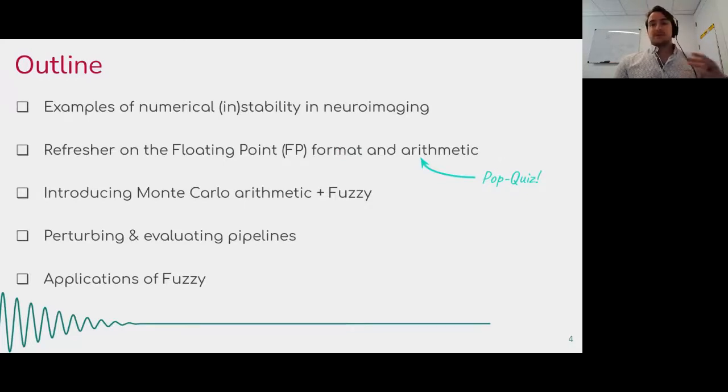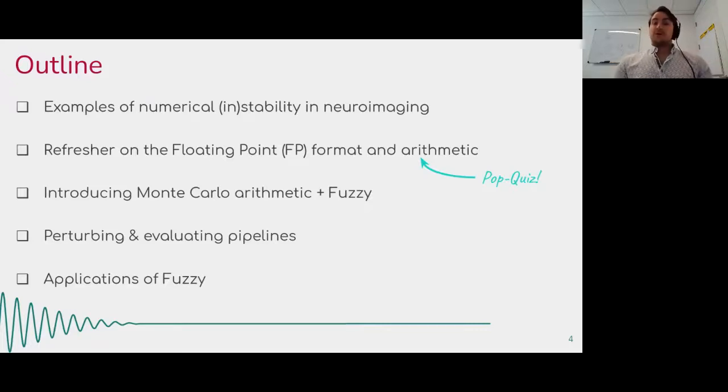So the way we're going to be hanging out for the next half hour is I'm basically going to start by giving some examples of numerical instability in a particular scientific field. In this case, I'm talking about neuroimaging. That's where I generally spend my time working. Again, I'll give a bit of introduction on what that field is as well.